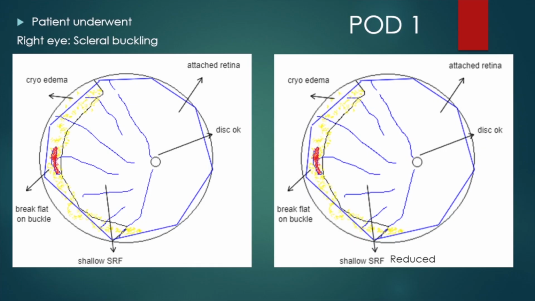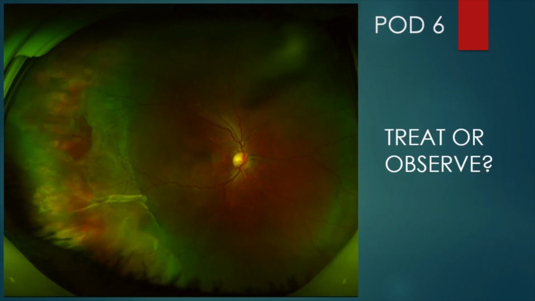Now, this patient also underwent scleral buckling in the right eye. So, the fundus at conclusion of the surgery showed that the break was flat on the buckle, and there was shallow SRF present. Now, on post-operative day 1, the break was flat on the buckle, whereas the shallow SRF had reduced. Now, on post-operative day 6, this was the picture of the right eye.